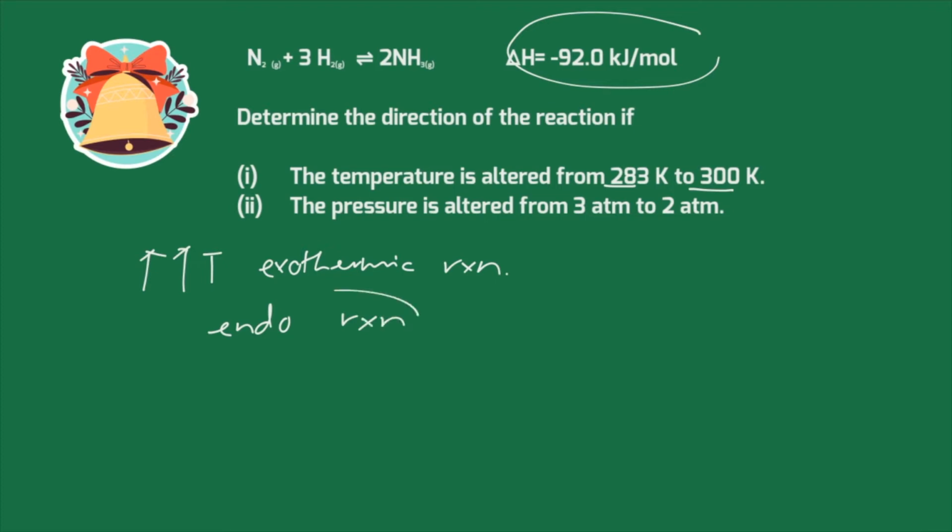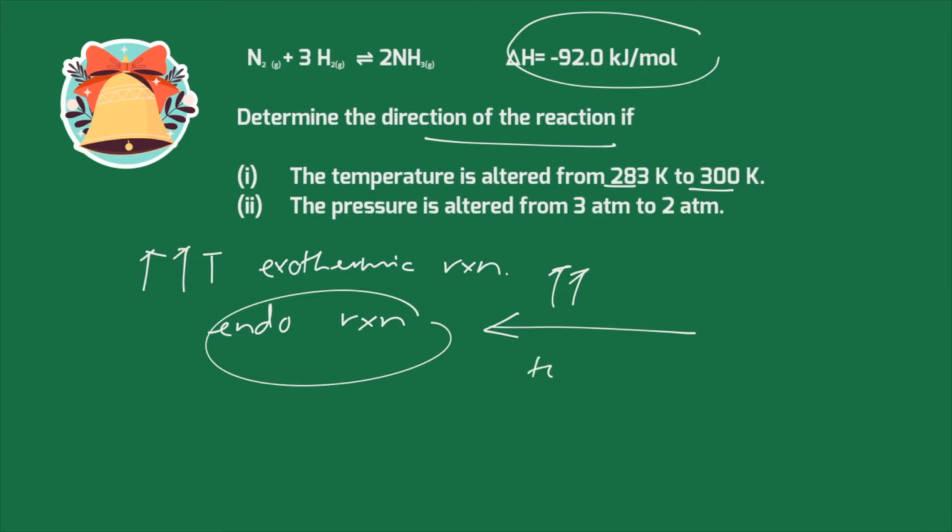reaction. So since this is an exothermic reaction, we can say that the increment of temperature shall make the direction of the reaction move backwards. Means that it will move to the left, which will produce more reactant as compared to the product.